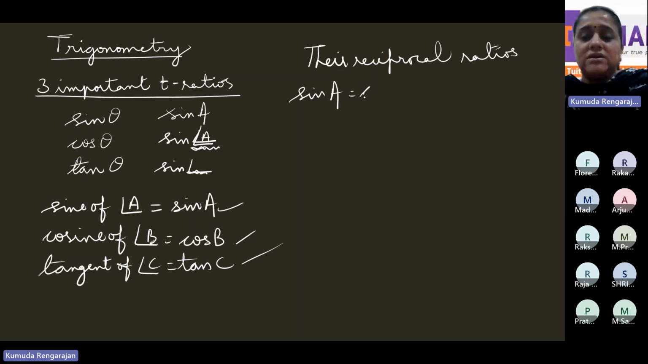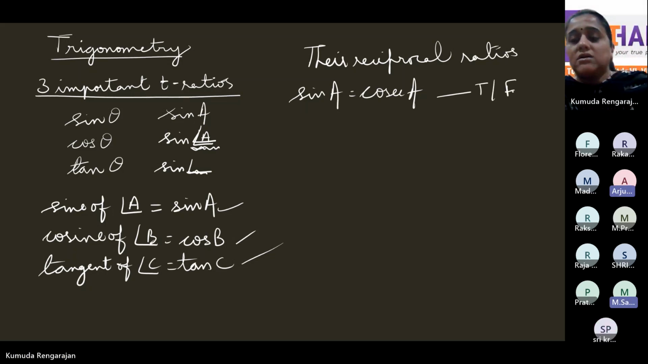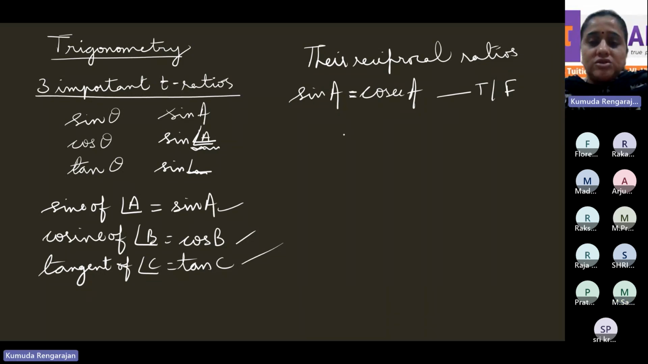Tell me if this is right. Is this true or false? False, ma'am. Why, Sashank? Ma'am, because it is the reciprocal of sine, not equal to sine. Correct. So this is incorrect. You should not write sine A is equal to cosecant A.